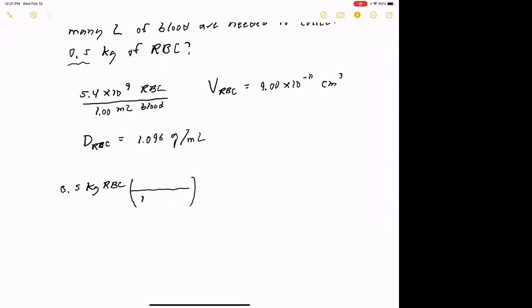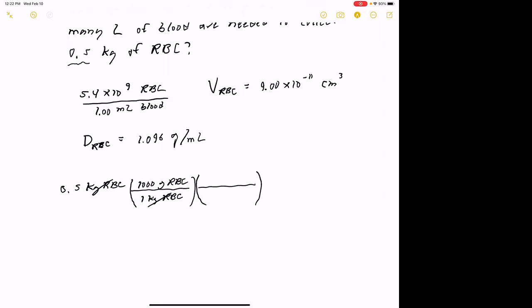Okay, so I know that for every kilogram of red blood cell that I have, I'm going to have 1,000 grams of it. All right, so that's my first conversion. So kilograms of red blood cells go away. I've got grams of red blood cells. Now I'm going to use the density of the red blood cell to get me to a volume. Okay, so that's going to be my next conversion here.